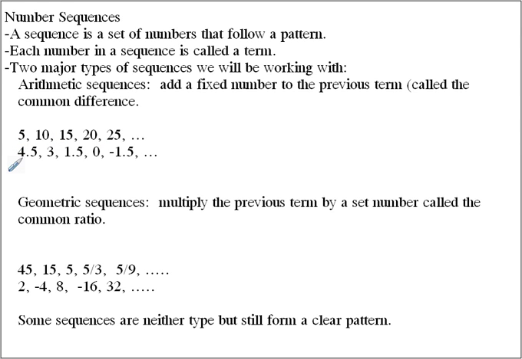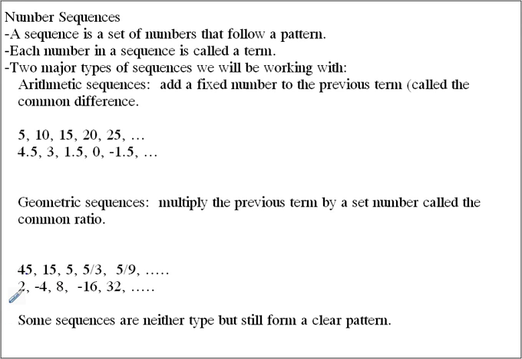Here the common difference is going to be negative 1.5, because each time it goes down by 1.5. Then geometric sequences, same sort of idea, except here it's multiplication. You multiply the previous term by a set number called the common ratio. So for this one right here, it's going to be multiplied by 1/3.